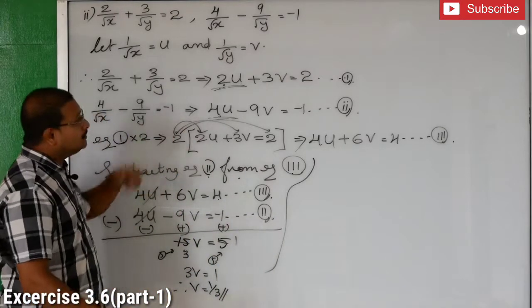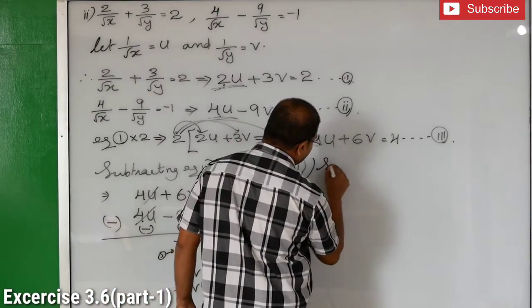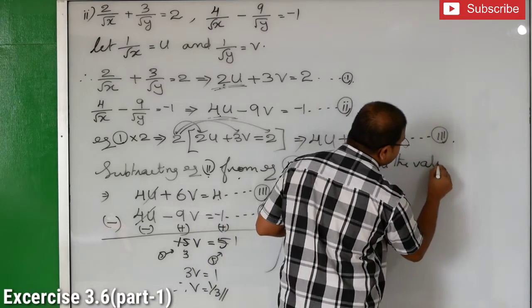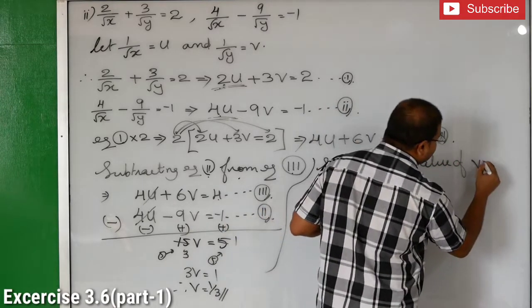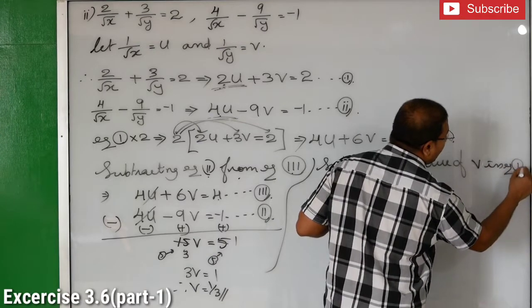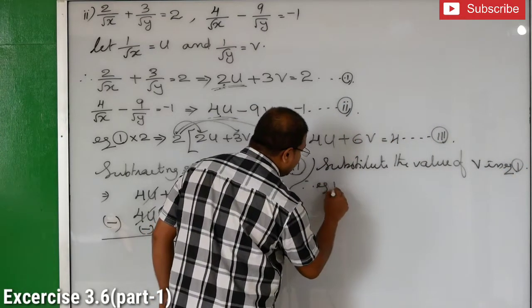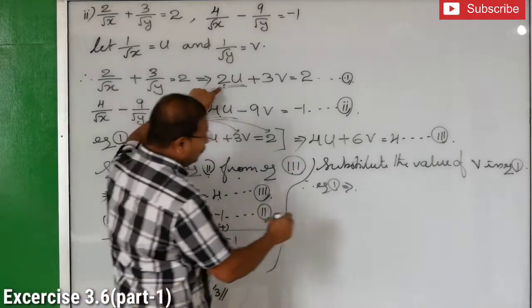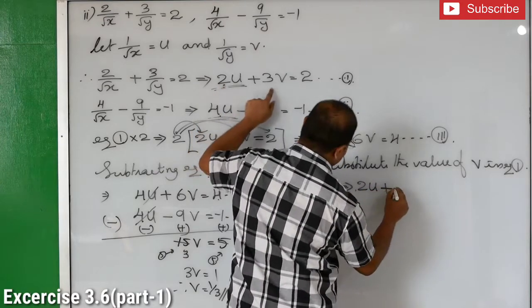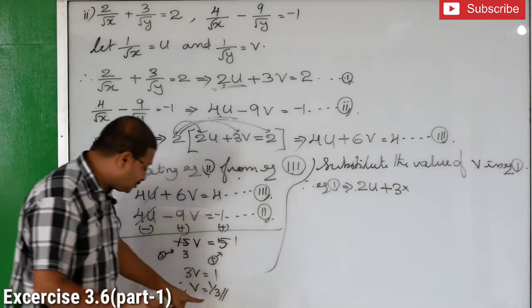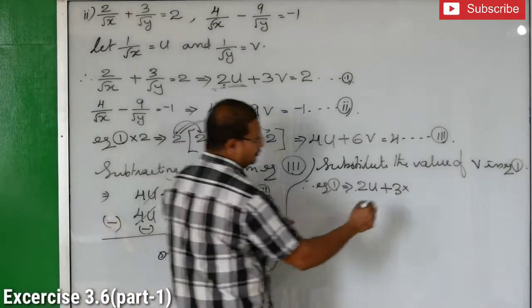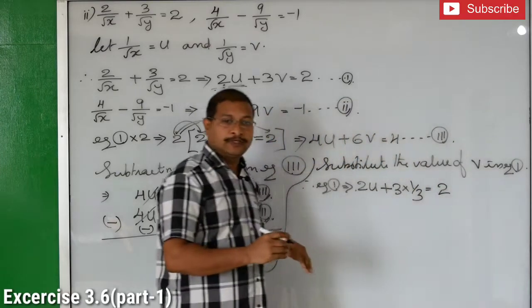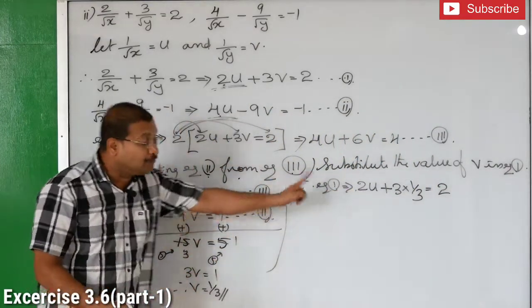Ready? Now what will you do? This value we will put in the first equation. So, substitute the value of v in equation 1. Therefore, equation 1 implies the first equation. What is the first equation? See, 2u plus 3 into, in place of v, what will you write? In place of v, we will write 1 by 3. 1 by 3 equals 2. See, the value of v we are putting into the first equation.